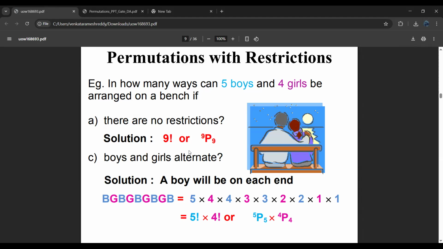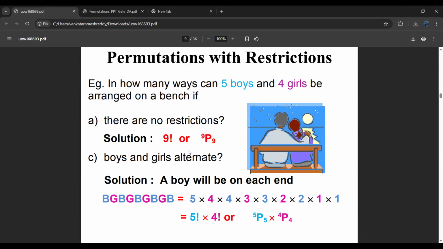It means how many students are there in total? Nine students. In how many ways can we arrange them? It means they are all distinct students, so there are no repeated students. So it is permutation of distinct objects, which means n factorial. So we can arrange those five boys and four girls in 9 factorial ways. It means out of 9 students, we can arrange them on a bench in 9 factorial ways. Next one.